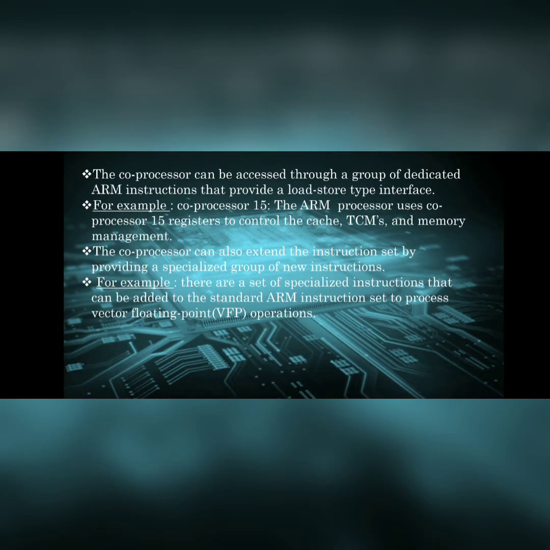The coprocessor can be accessed through a group of dedicated ARM instructions that provide a load-store type infrastructure. For example, the ARM uses the coprocessor 15 registers to control the cache, TCM and the memory management. The coprocessor can also extend the instruction set by providing a specialized group of new instructions. For example, there are a set of specialized instructions that can be added to the standard ARM instruction set to process vector floating point operations.